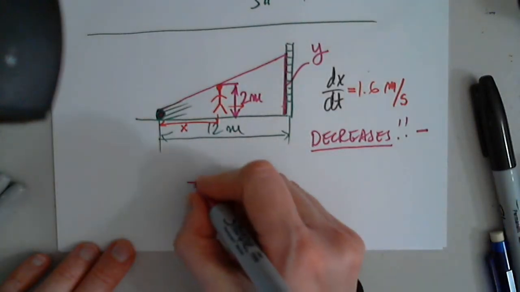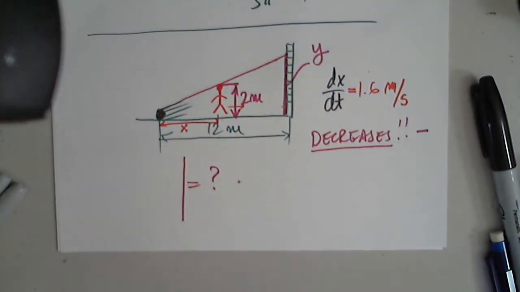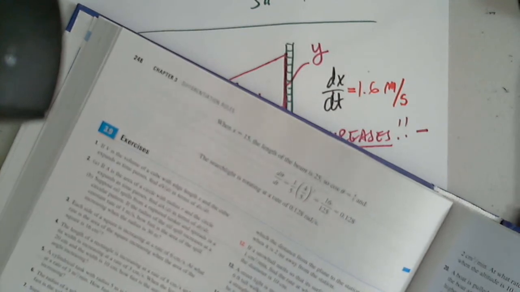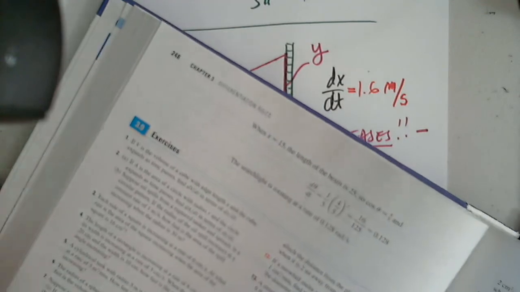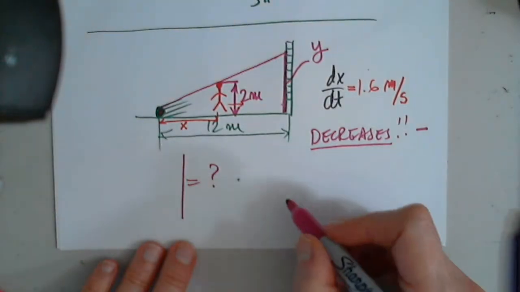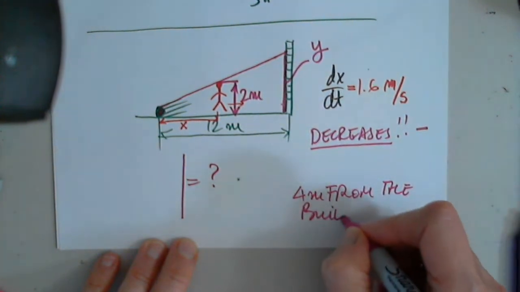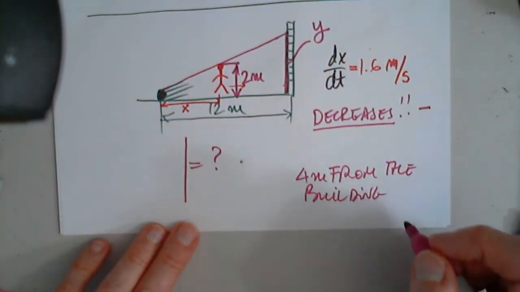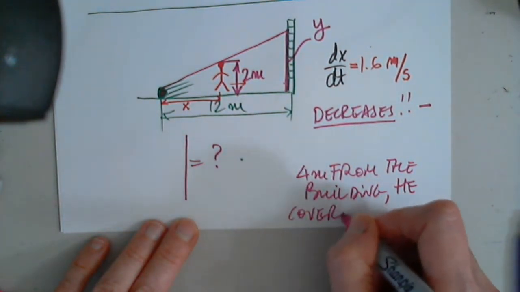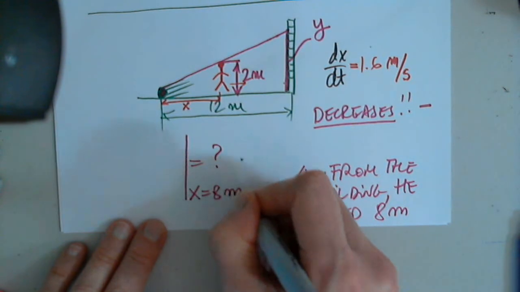So we are asked what when he is such and such. It said, how fast is the length of his shadow on the building decreasing when he is 4 meters from the building? When he's 4 meters from the building, he covered already how many meters? He covered 8, yes, 8 meters. When x is 8 meters.